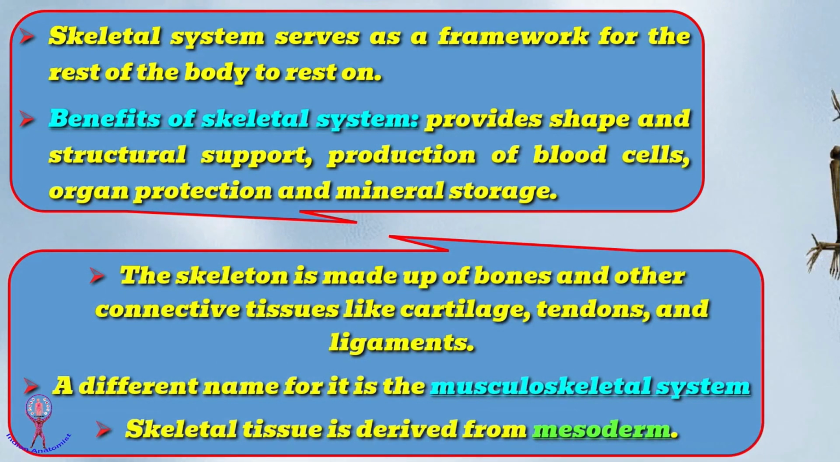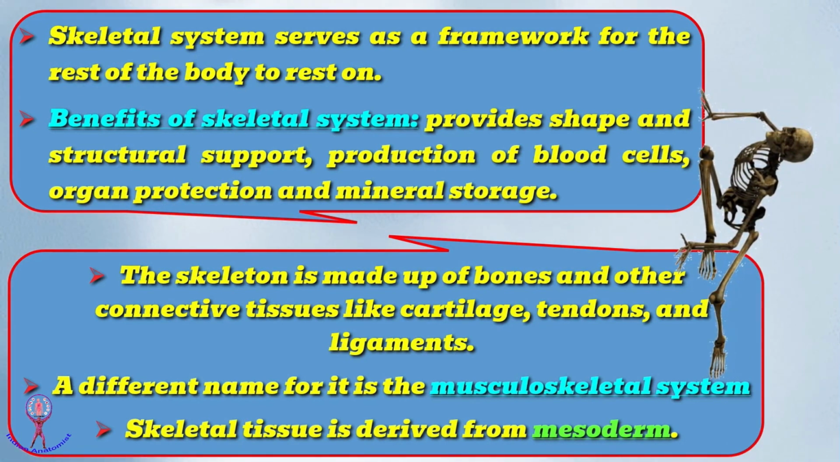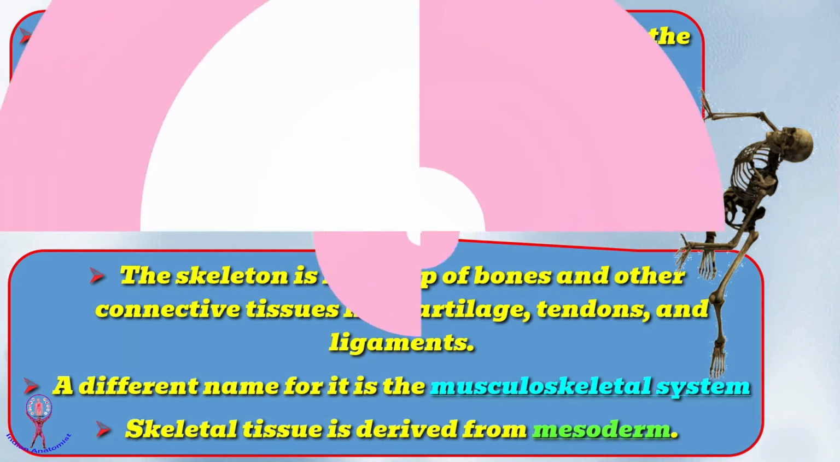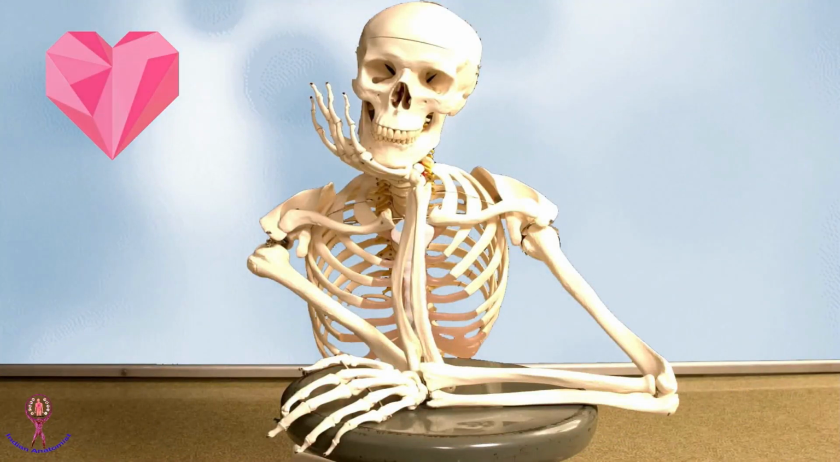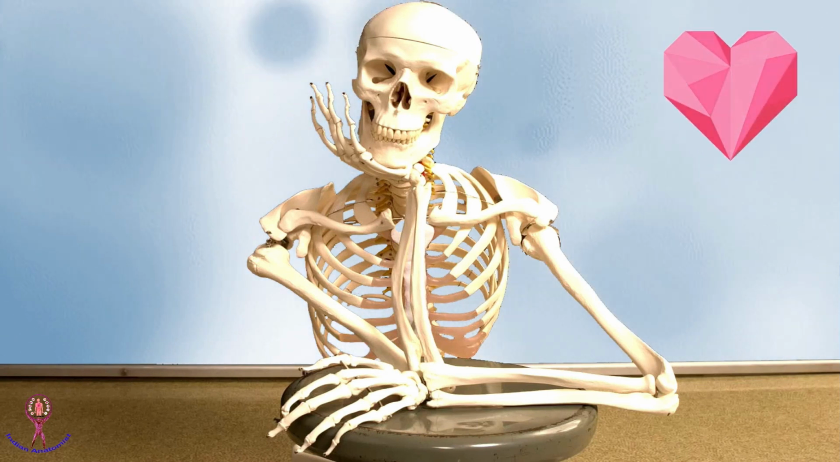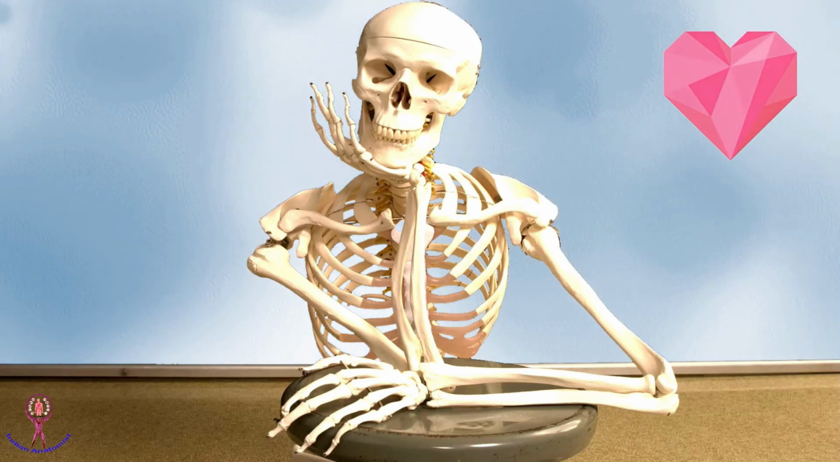The skeleton is made up of bones and other connective tissues like cartilage, tendons, and ligaments. A different name for it is the musculoskeletal system. Skeletal tissue is derived from mesoderm. This is a part of the current lecture series on general anatomy. First, I will now explain how bones are classified.